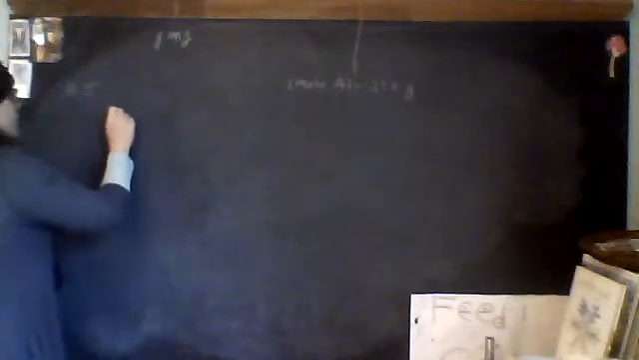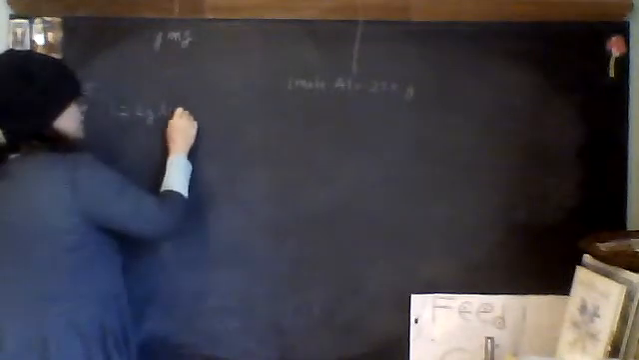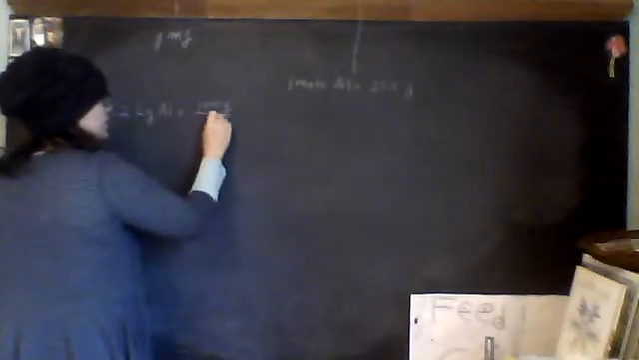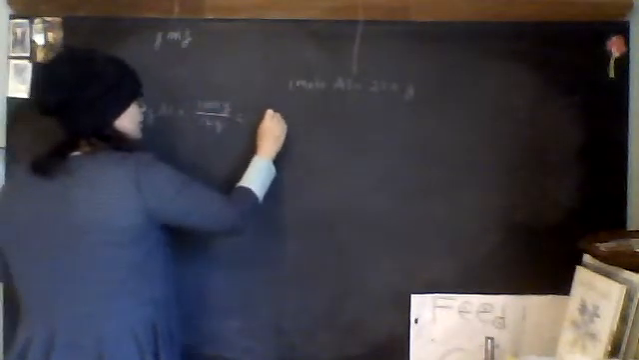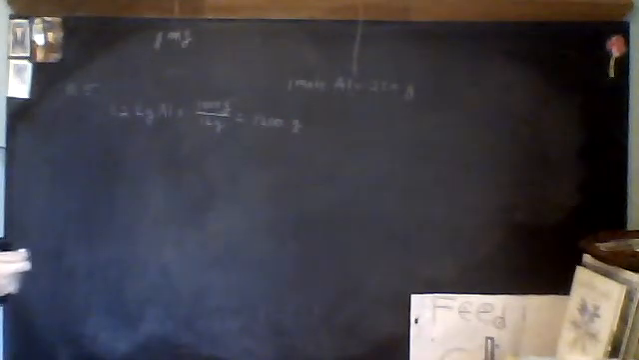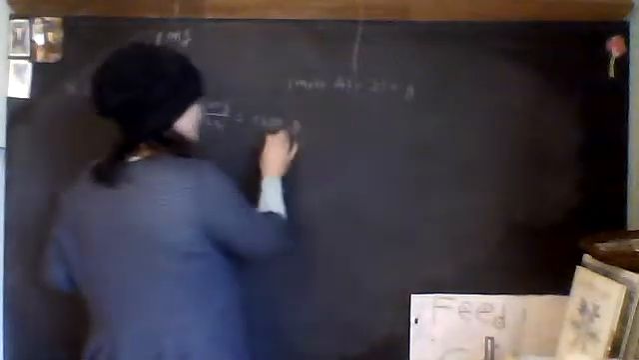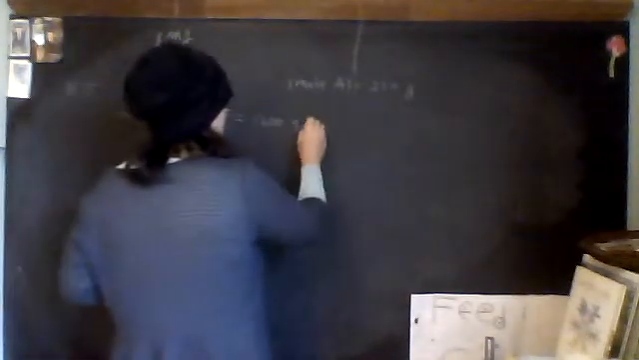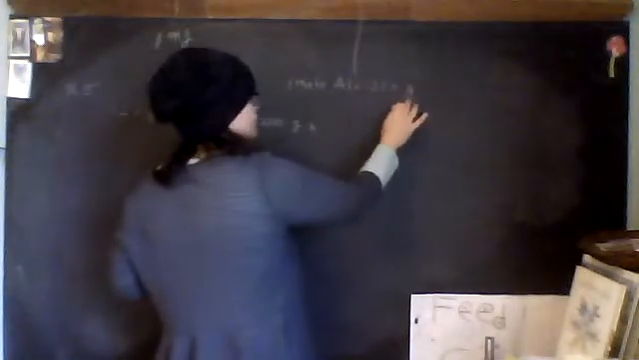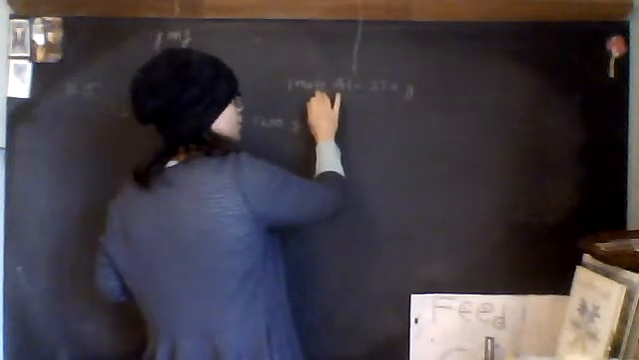We're also told that we have 1.2 kilograms of aluminum. We're going to multiply this by the correct conversion factor, 1,000 grams per 1 kilogram, to give us 1,200 grams of aluminum. Now we're going to figure out how many moles that is. So we're going to multiply 1,200 by the correct conversion factor. We can either say 27.0 grams per mole, or 1 mole per 27.0 grams.